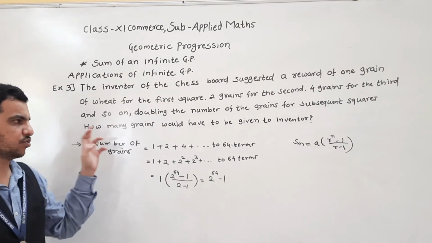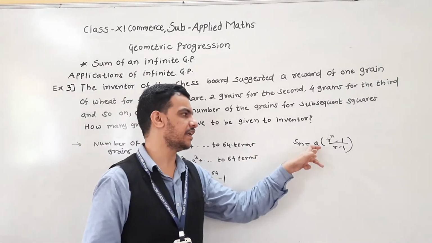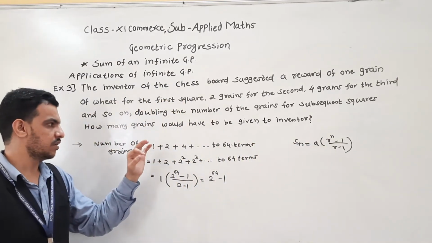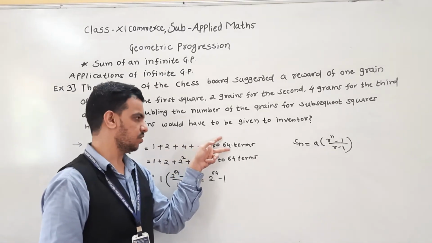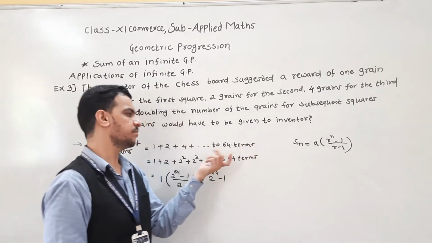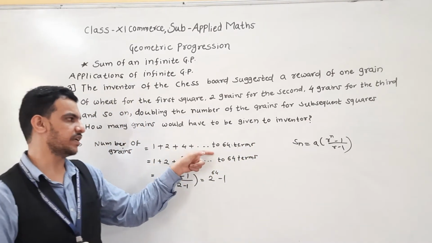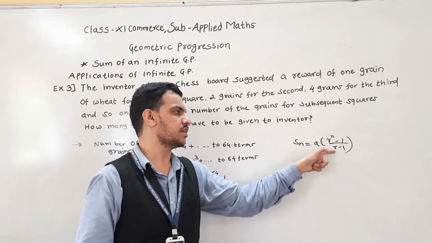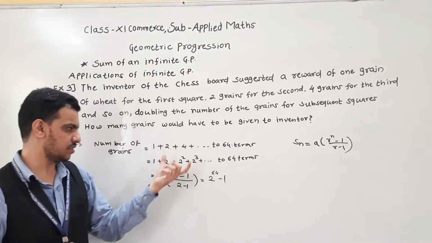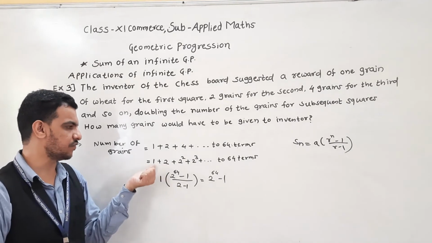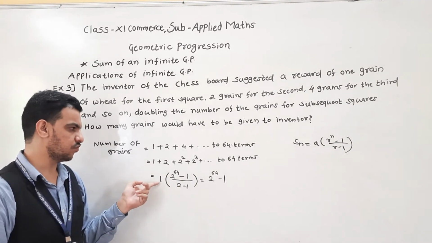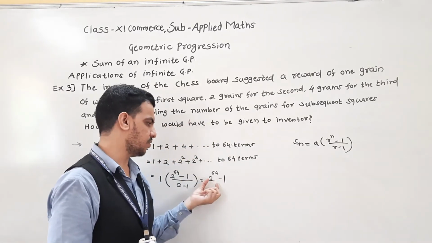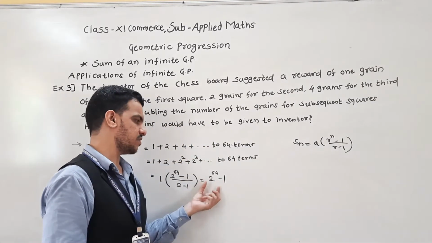Okay, here we have to use the formula Sn is equal to A into r raised to n minus 1 upon r minus 1, because the number of squares is 64. Okay, so that is a finite GP, and for a finite GP we have the formula Sn is equal to A into r raised to n minus 1 upon r minus 1. So use this formula here. Here r is equal to 2, A is equal to 1. So the total number of grams given to the inventor is equal to 2 raised to 64 minus 1.